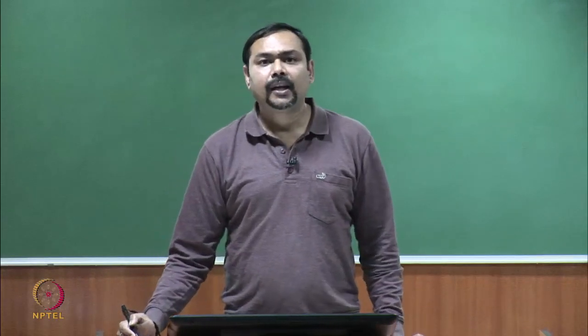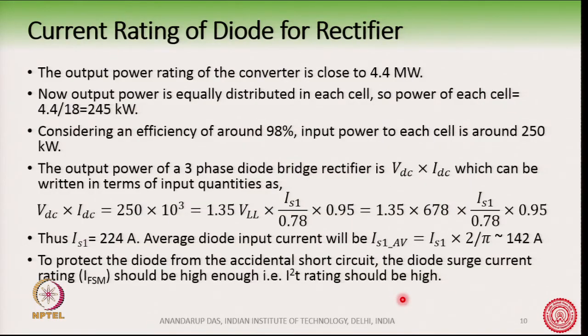And then we can also see what the current rating of the diode for the rectifier is. The output power rating of the converter is close to 4.4 megawatt. The output power is equally distributed in each cell, we are assuming. So, the power of each cell is about 245 kilowatt. There are 18 power cells, because there are 6 power cells in each leg and there are 3 phases. So, each cell handles a power of about 245 kilowatt.